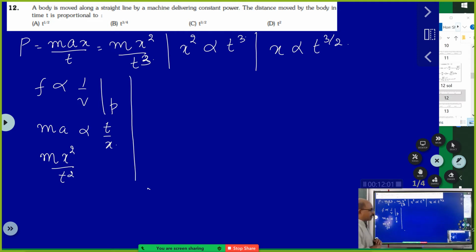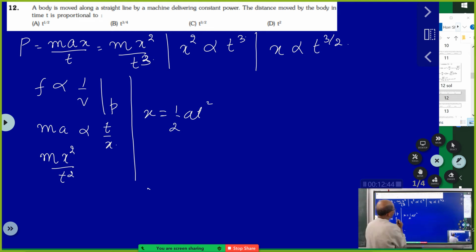Okay, that's also fine. Excellent. I don't think we have violated any conditions here. The body is moved along a straight line by a machine delivering constant power. But the one problem I notice here is that we are assuming the acceleration is constant, and therefore we are able to write x is equal to half a t square. This equation can be written provided the acceleration is constant.